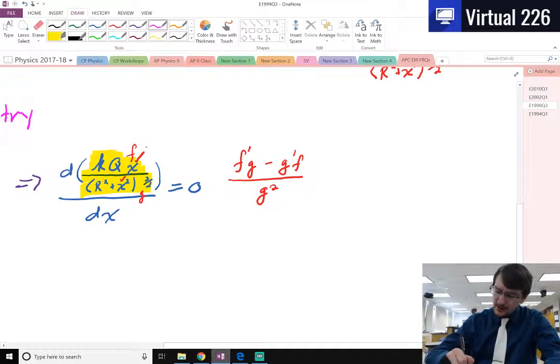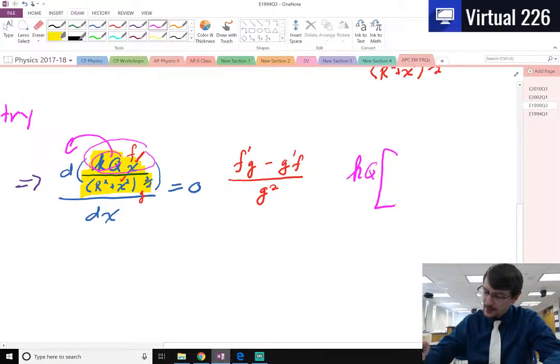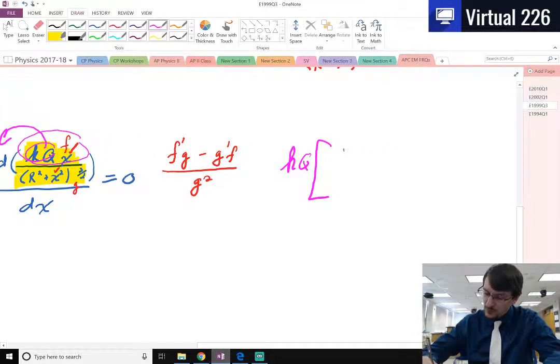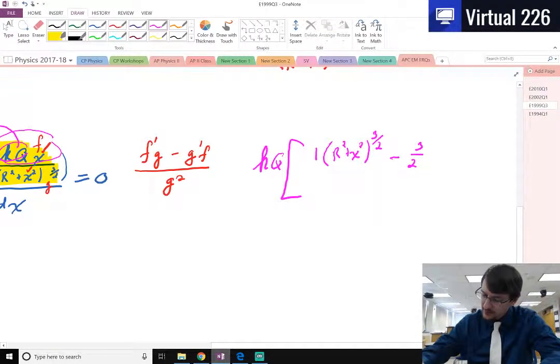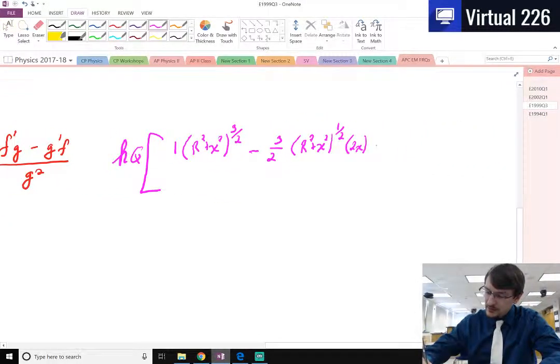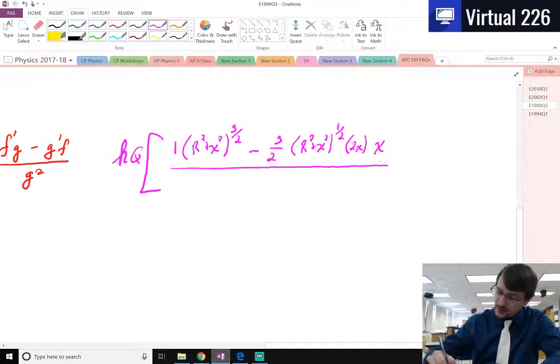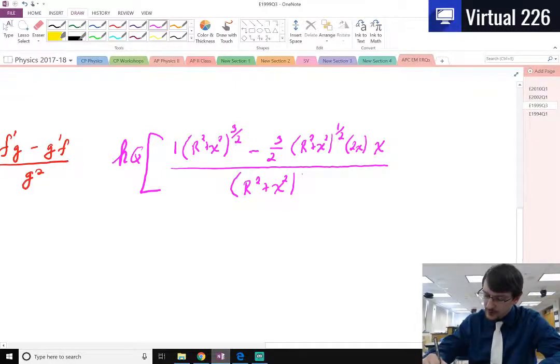So if I take a look at this top function, I'm going to take this kq just outside. It's just a constant. So here's the kq. The derivative of the top function is just the derivative of x, which is just 1, times the bottom function, which is r squared plus x squared to the 3/2, minus, well, the derivative of the bottom function, this is a power and chain rule, so there's your 3/2 times r squared plus x squared to the 1/2 times 2x, and then times the numerator function, which is just x, and then all over the denominator, which is r squared plus x squared to the 3/2 squared.